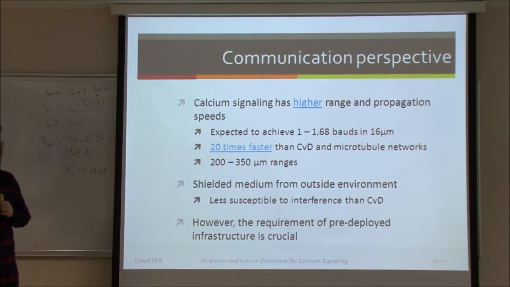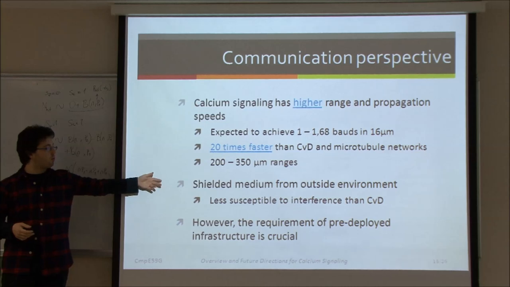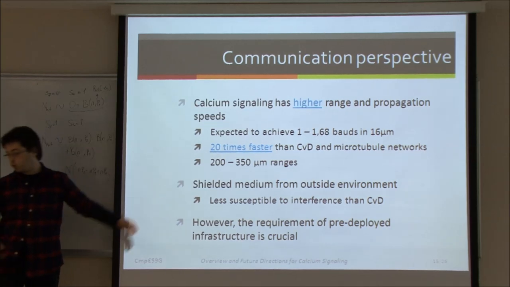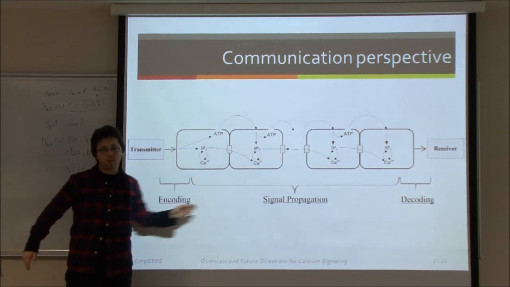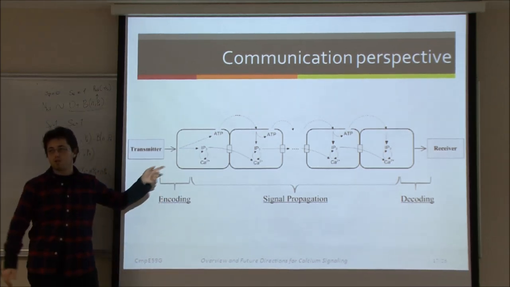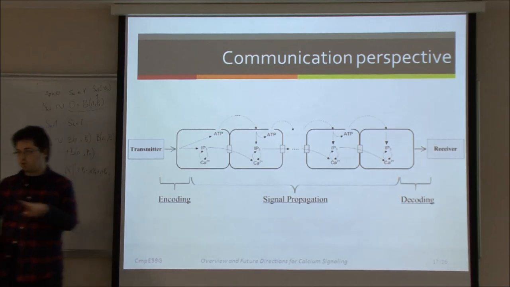So the good part is, as far as we can see from the models and the biology, it has higher range and higher speed than basic diffusion. It is like 20 times faster than diffusion or microtubule networks. We haven't talked about microtubules, but it doesn't matter. It is shielded from the outside environment. So you can put different channels, another channel can move here, and they cannot cause interference to each other because they're shielded.